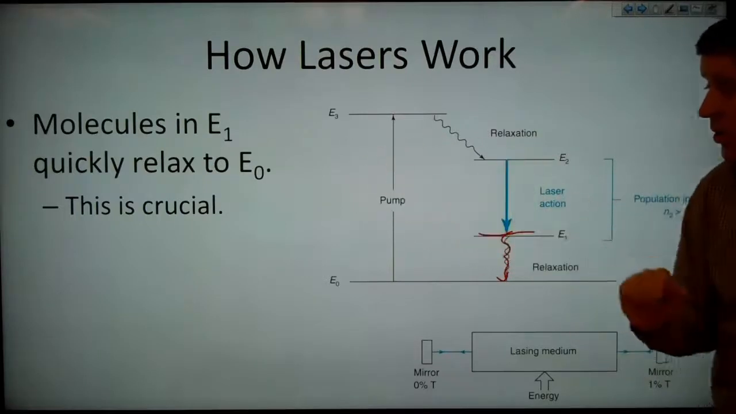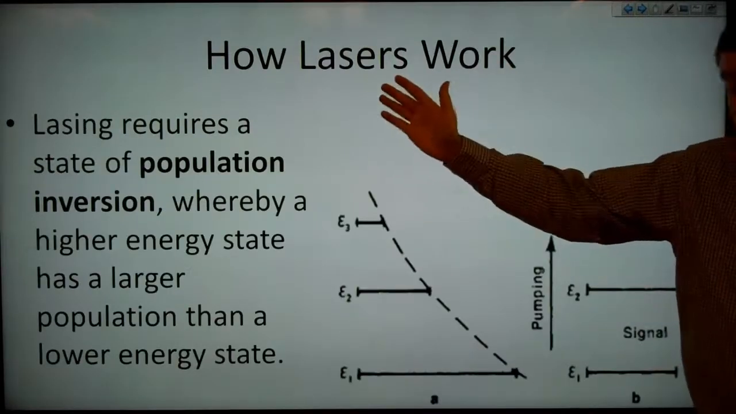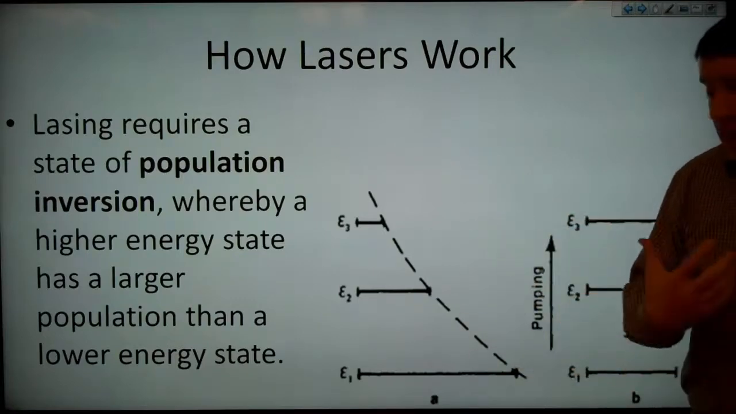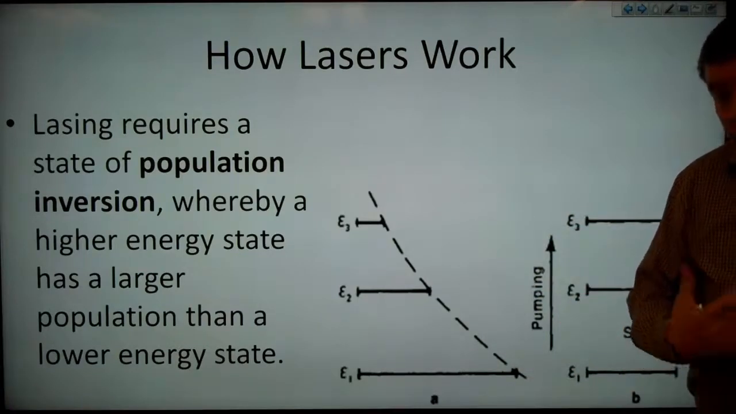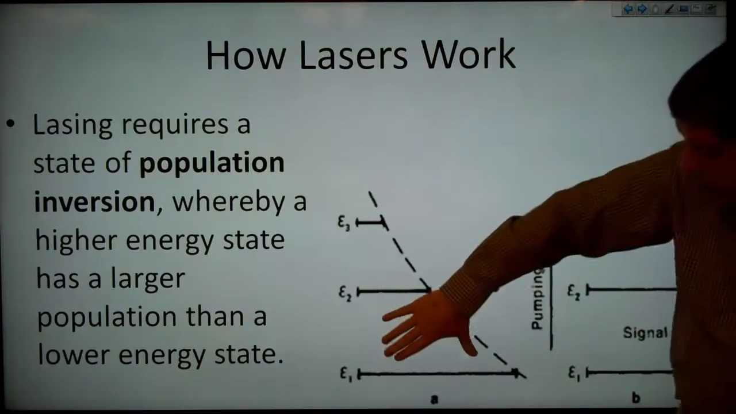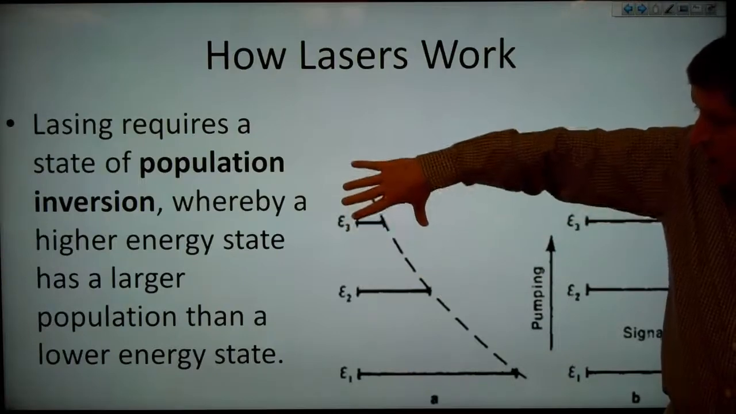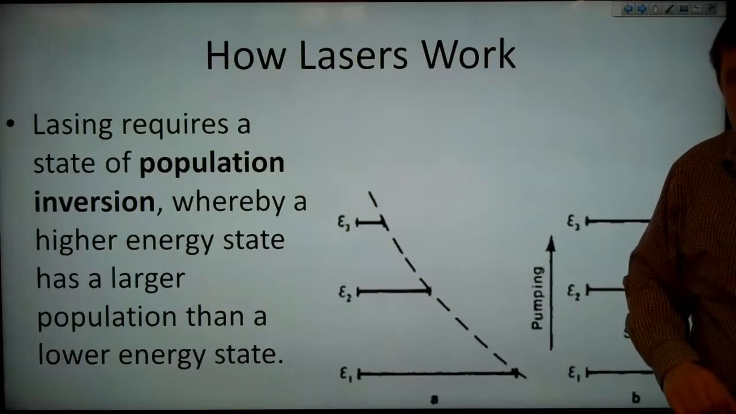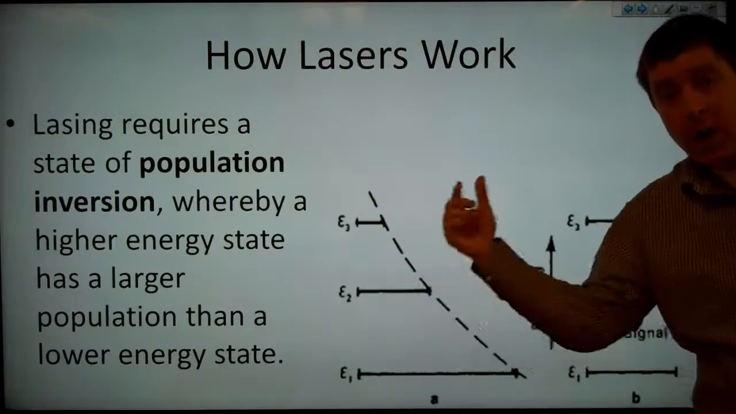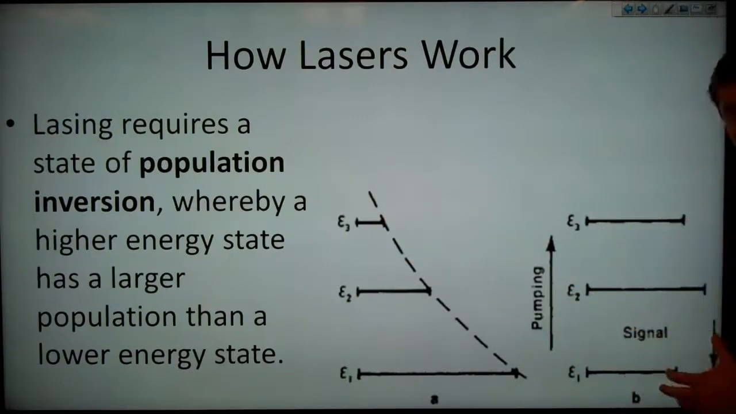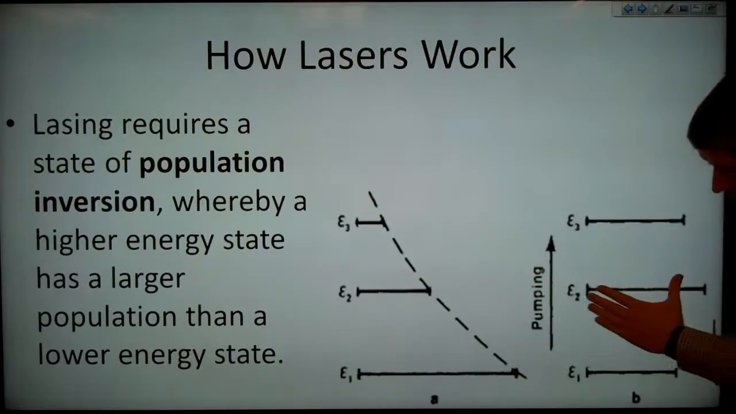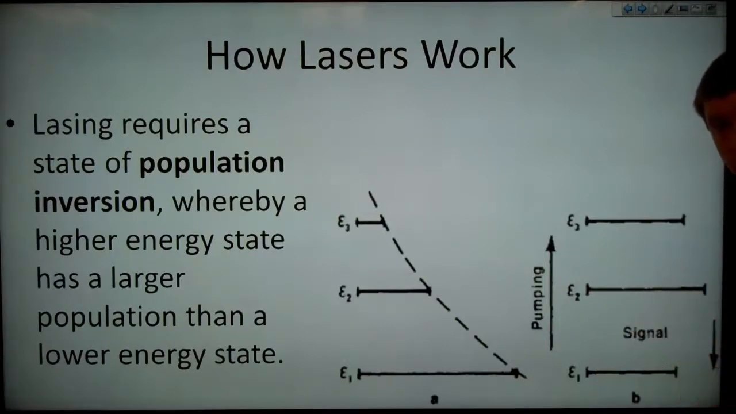And this is crucial because lasing requires a state of population inversion, whereby a higher energy state has a larger population than a lower energy state. So the Boltzmann distribution predicts that if we increase the energy of our state, then at thermal equilibrium, the higher energy state has a lower population. But in order to have any lasing occur, we have to have our higher energy state with a larger population than our lower energy state.